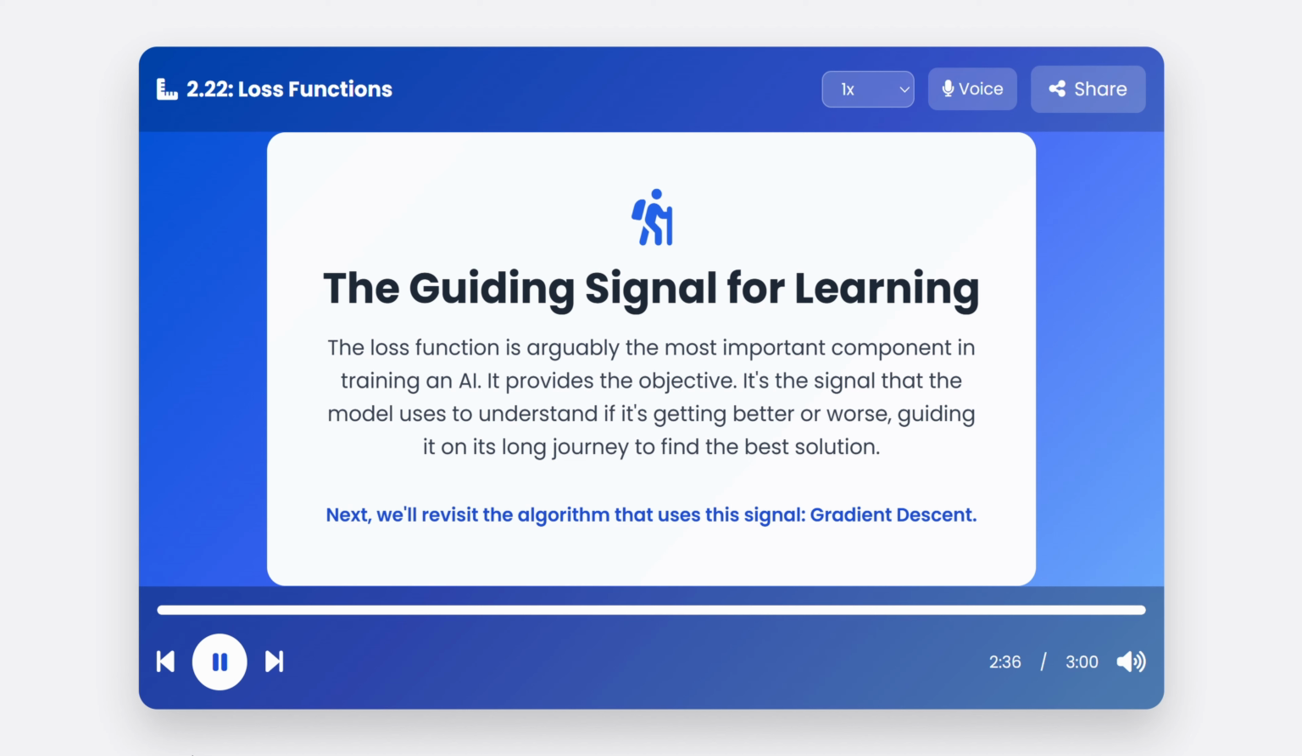So, the loss function is the ultimate guide for learning. It defines the goal. It provides the critical feedback signal that tells our optimization algorithm, like gradient descent, which direction is downhill. Without a loss function, the model would be learning in the dark. In our next lesson, we will revisit that optimization process with a visual explanation of gradient descent.